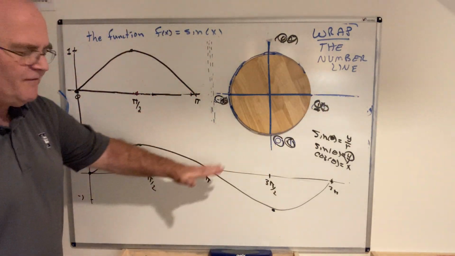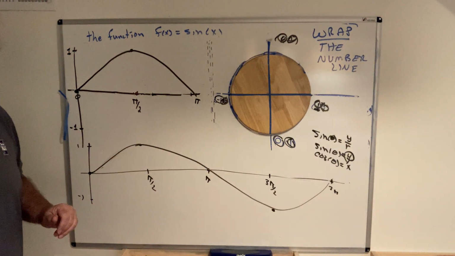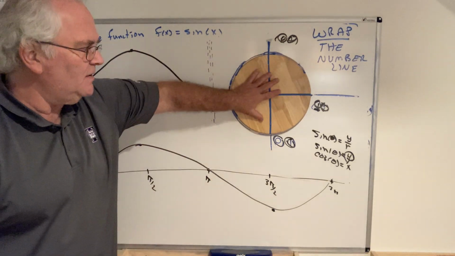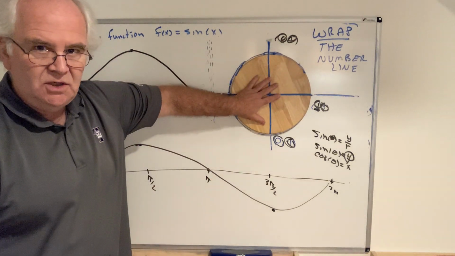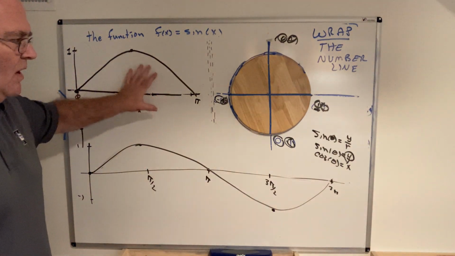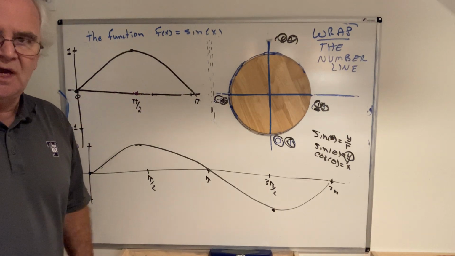So the cosine graph is constructed in a similar fashion. The details are slightly different, but the notion is the same. All of this comes from the notion of wrapping the number line around the unit circle. And so what we'll do next is we'll get some more detail on the facts and the figures of the sine graph and the cosine graph.